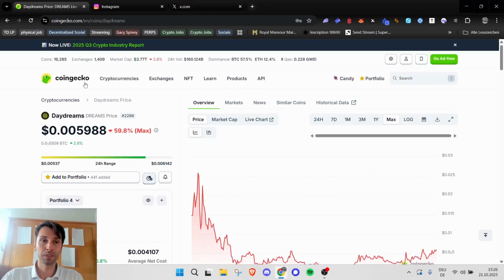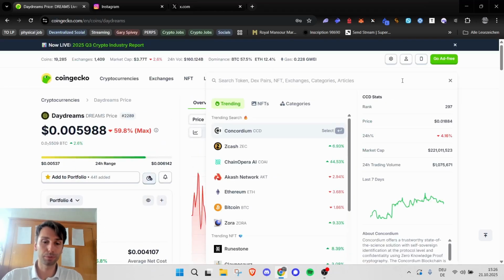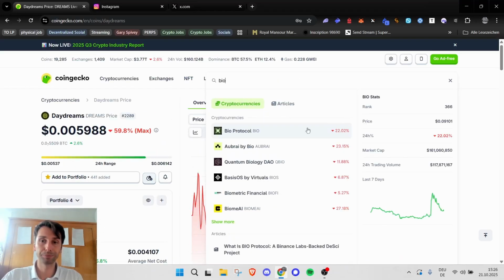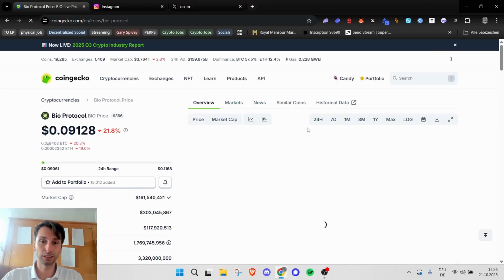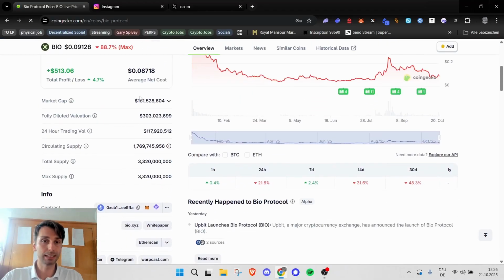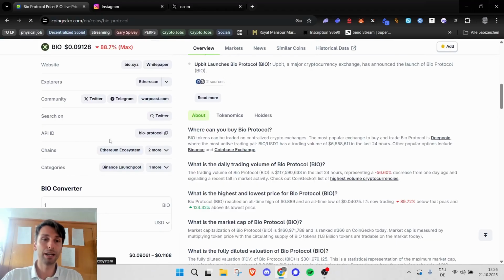Very interesting. And this you can do for a lot of projects, like for example Bio. Right, Bio is very interesting. You can use Bio and see the exact same data. And Bio, for example, is in a different category. It's in the decentralized science category.